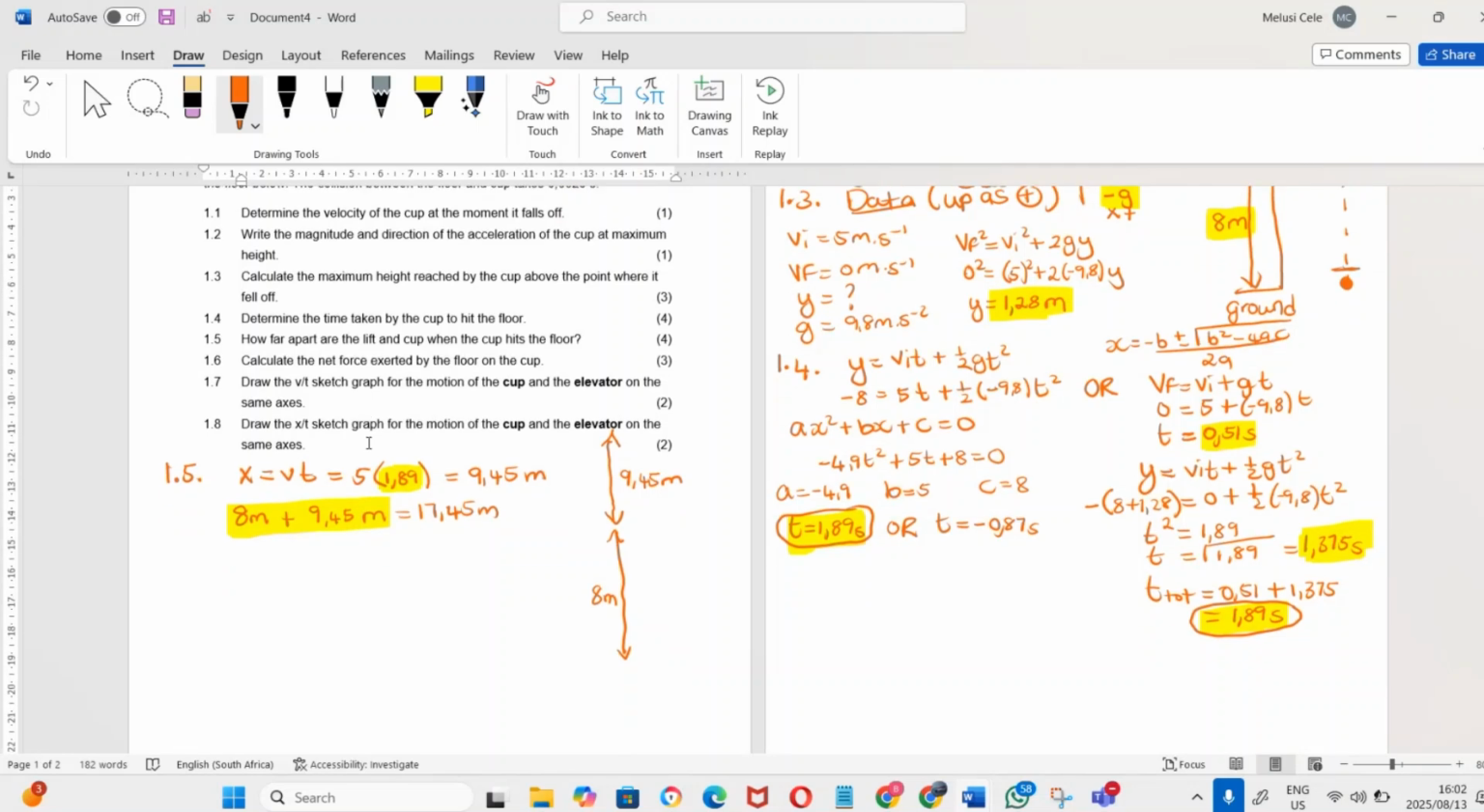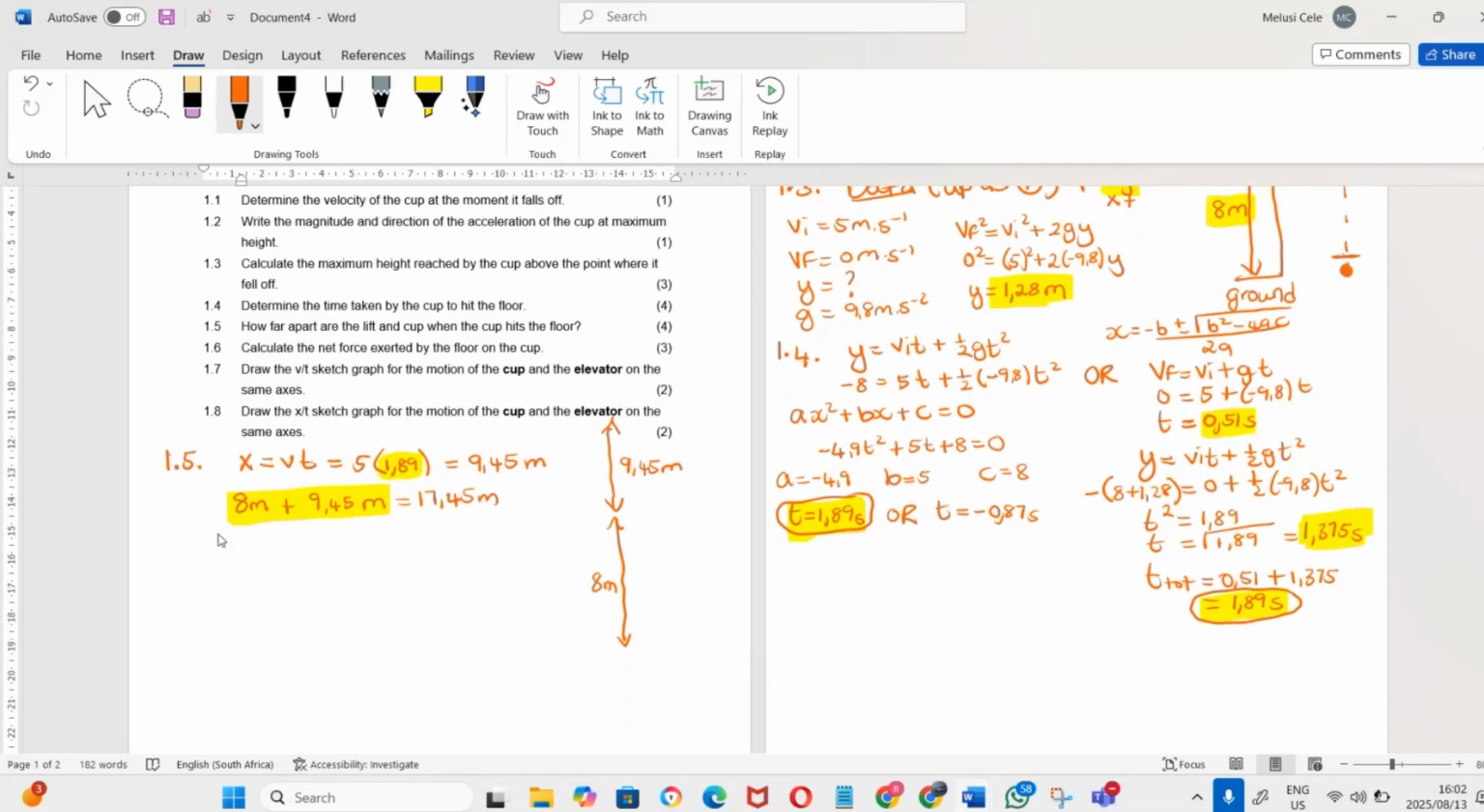And then if we look at 1.6, it says calculate the net force exerted by the floor on the cup.